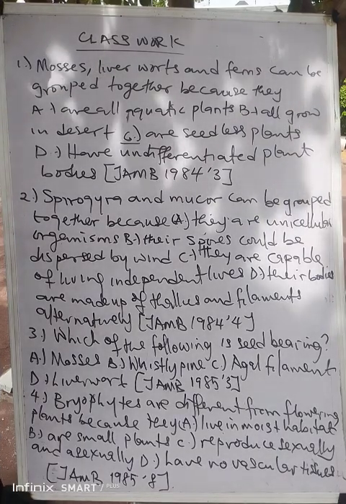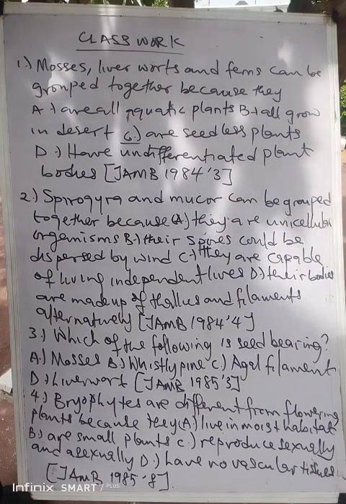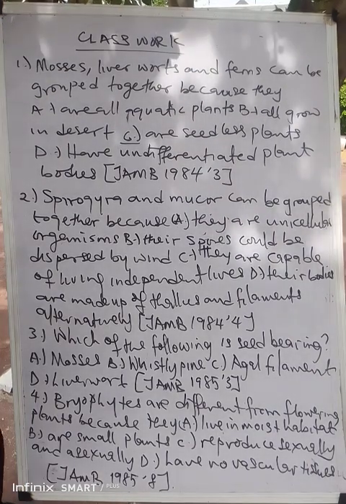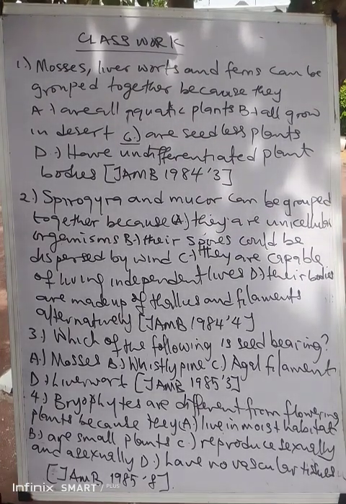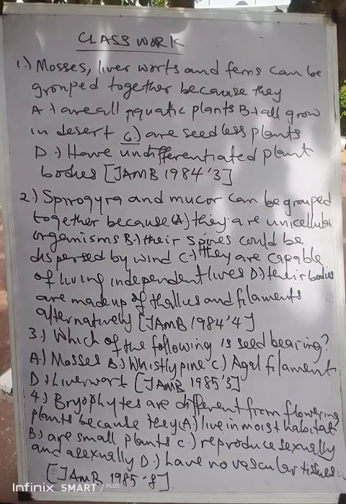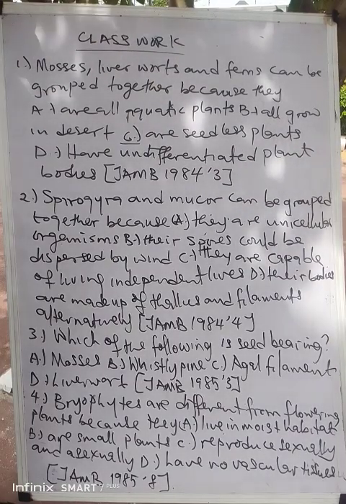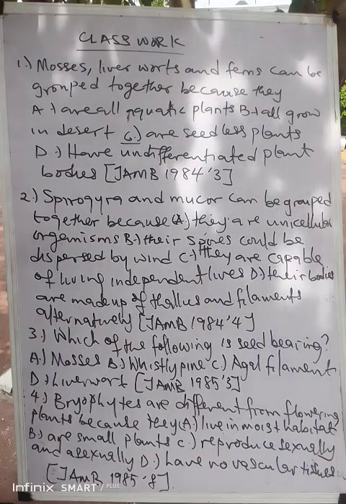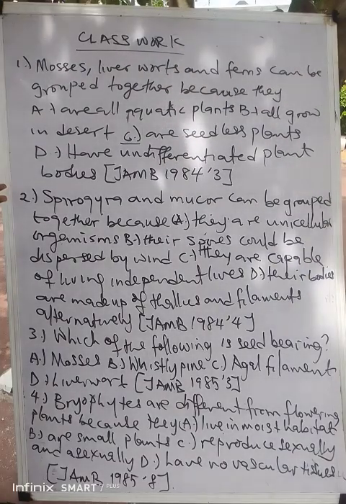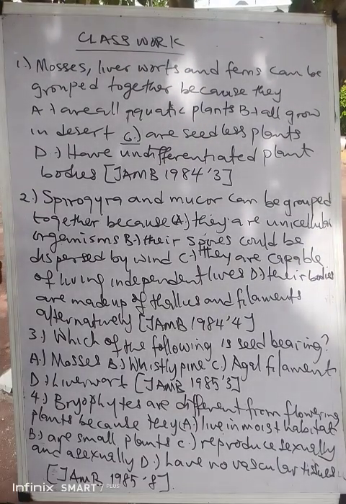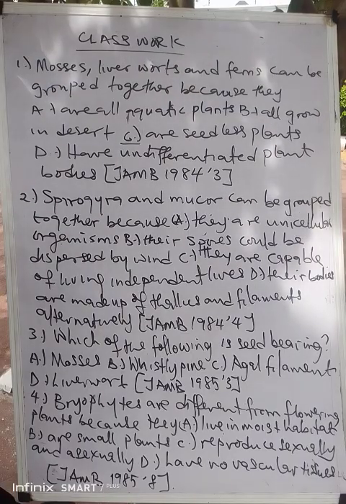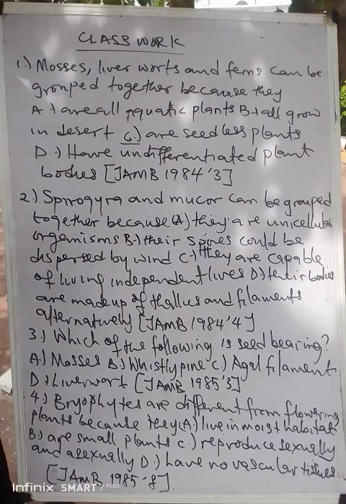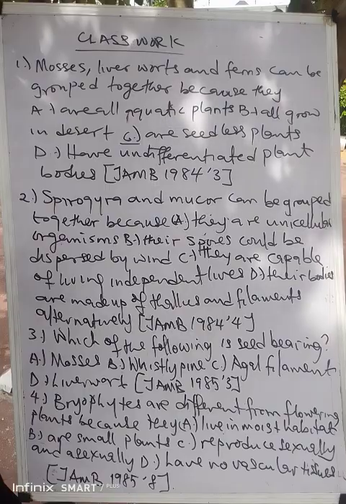Now number two is JAMB 1984 question 4. It says Spirogyra and Mucor can be grouped together because what? Is it because they are unicellular? No. Spirogyra has many cells held together in a filament, so that is not the answer. B, is it because their spores could be dispersed by wind?